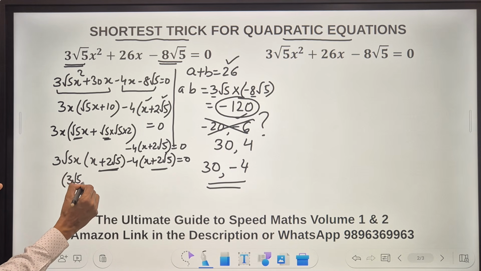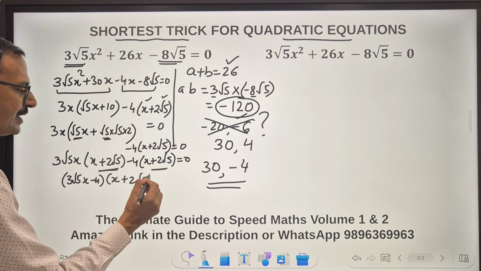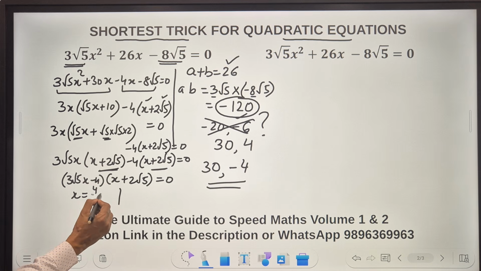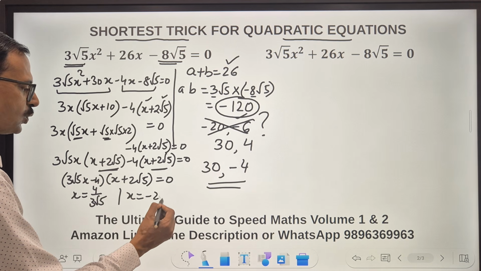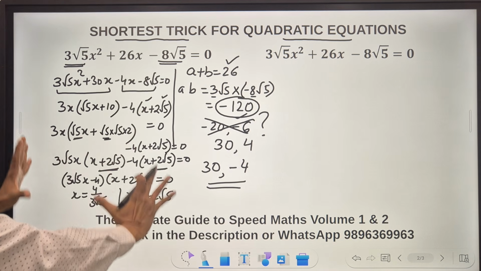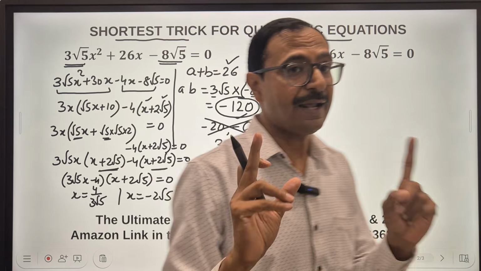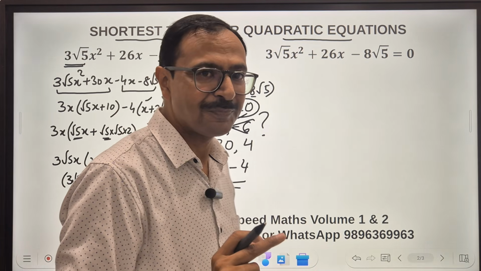Root 5, 3 root 5 x minus 4 is the first factor and x plus 2 root 5 is the second factor. When you put them separately equal to 0, you will get x equal to 4 upon 3 root 5 from here, and from here you will get minus 2 root 5. Now this is the traditional approach, and see how much time I took, and I told you the basic mistake also that students are making here.